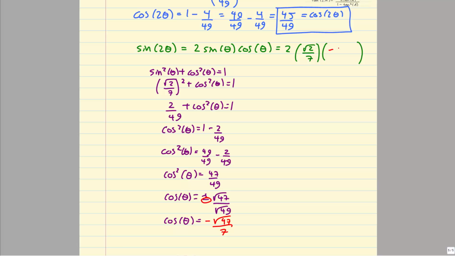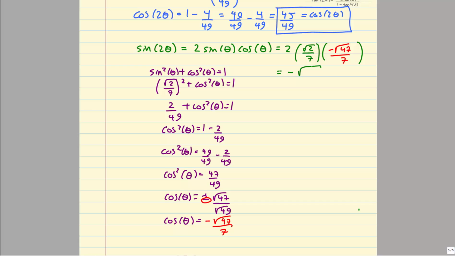And that value will plug in up here, negative square root of 47 over 7. Okay, now simplifying, across the top I have a negative times a positive times a positive. That leaves me with a negative square root.